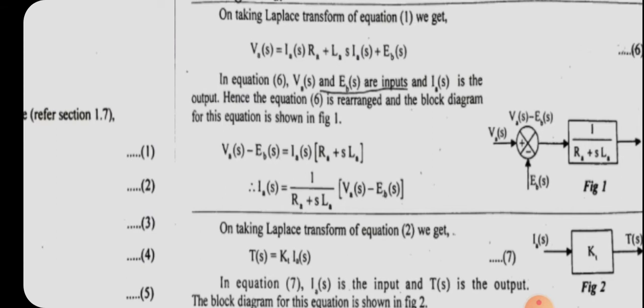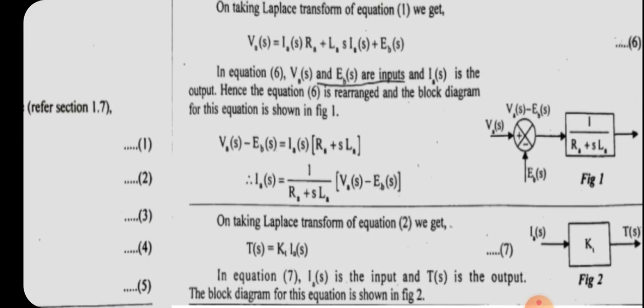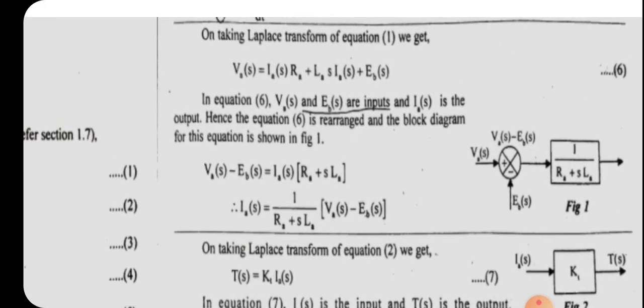First of all we will go to the first equation. Taking the Laplace transform, we get VA of S equals IA of S into RA plus LA into S into IA of S plus EB of S. This is the Laplace transformation, noted as equation number 6. Here we should first have knowledge about the system, what an armature controlled DC motor is.